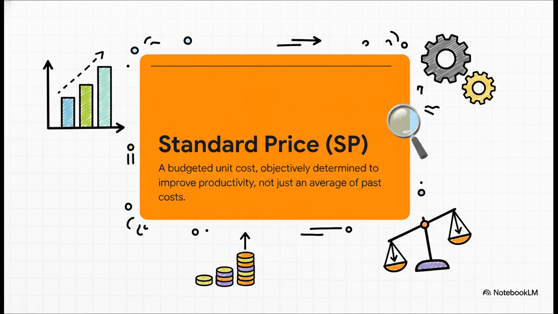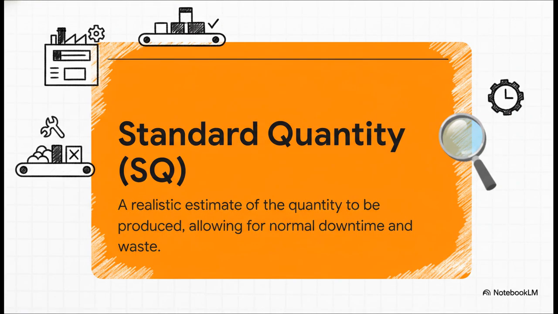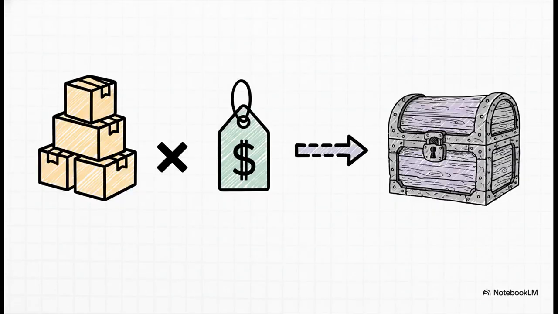And this isn't just some random number or an average of what things used to cost. No, it's a really careful estimate of what a cost should be if everything is running super efficiently. And along with that, they set a standard quantity. This is how much they think they can realistically produce, factoring in normal stuff like machine maintenance or a little bit of waste. It's supposed to be practical, not perfect. So here's the key thing to remember. The entire static budget, from top to bottom, is just built by multiplying these planned quantities by these planned prices. It's a pretty simple formula, but it's how companies set their expectations.